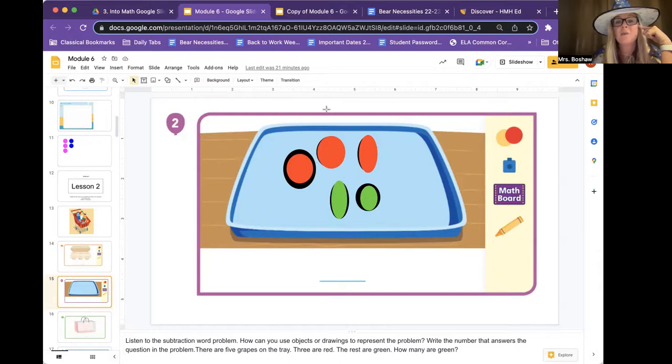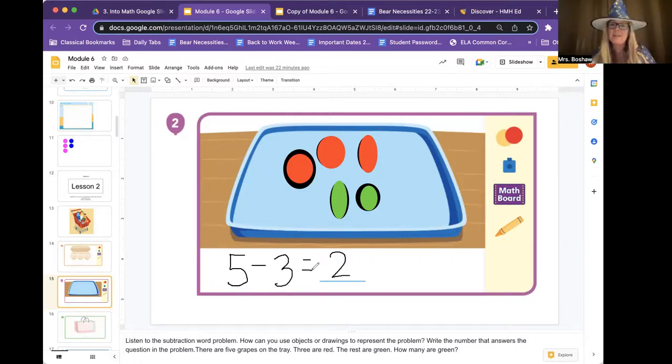So what's our answer going to be right here? We're going to write the answer to the question. How many are green? 2. Now, if I wanted to write that subtraction problem, this is how it would look. How many grapes did we have to start with? 5. And we took away, meaning we know that how many of them are red? 3. Now we have to figure out how many are green.